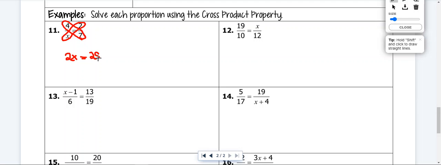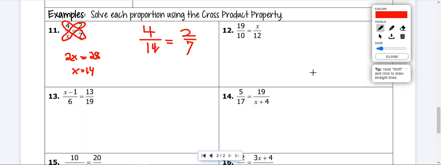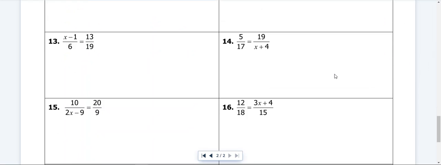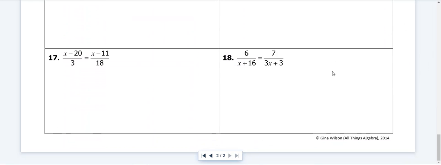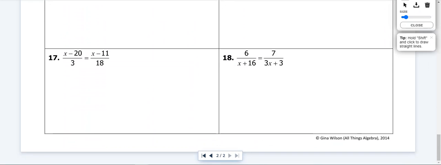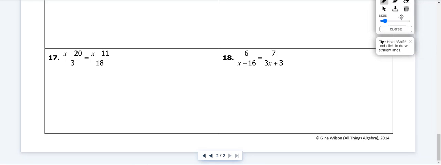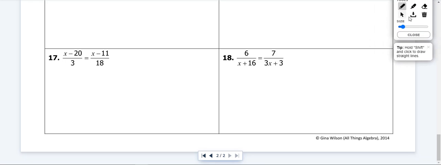Then, of course, we divide by 2 on both sides, and we get that x is equal to 14, which if you substitute it back in for x, you get 4 over 14 is equal to 2 over 7, which makes equivalent ratios. Just what we were shooting for here. All right, so let's try one that's a little more complicated, just to make sure that we're able to use it with binomials.